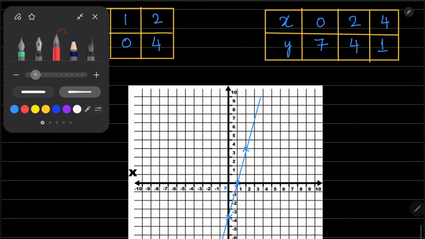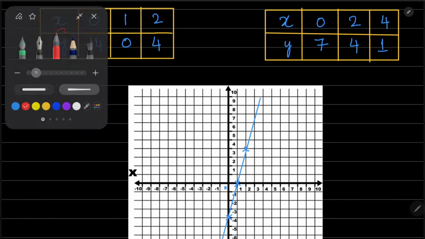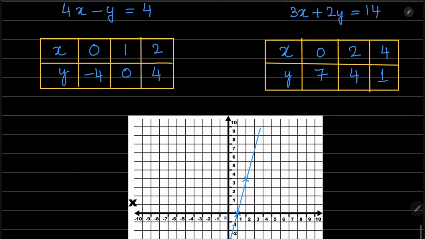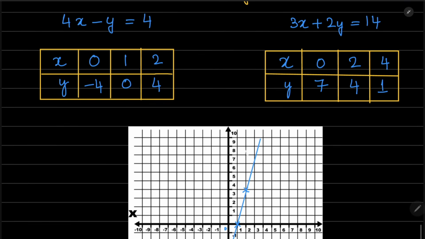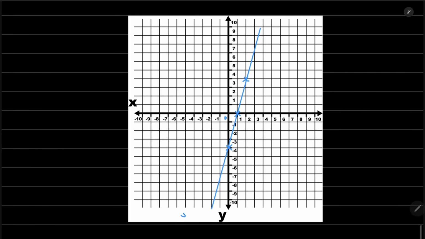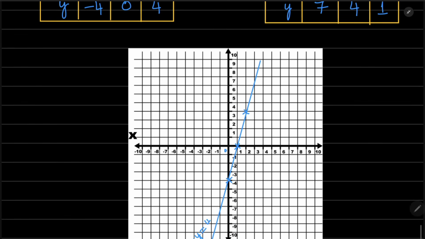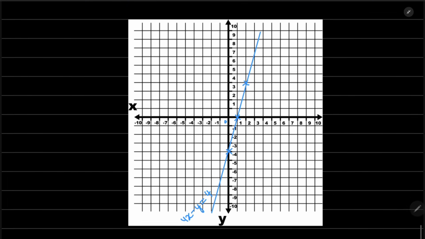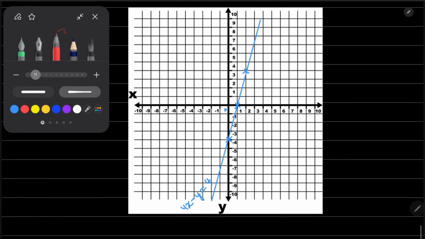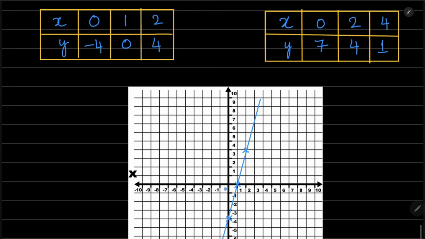Now let me change the color, and before that I should write what the equation of this line is. So what is this equation? That is 4x minus y equal to 4. Okay, so you should always write the equation which is representing the line. And let me change the color and do it for the second one.